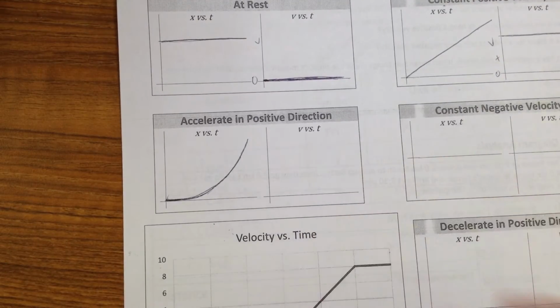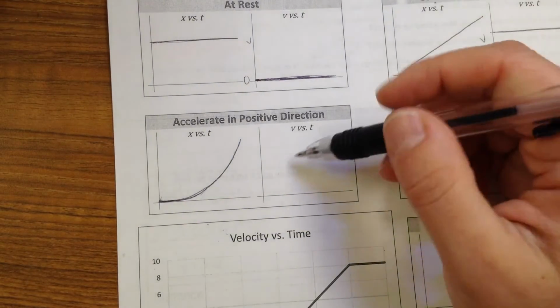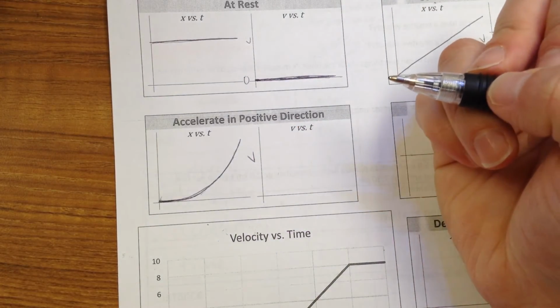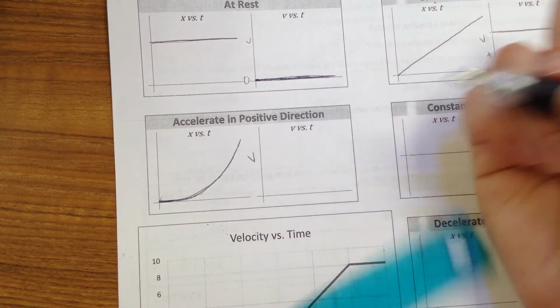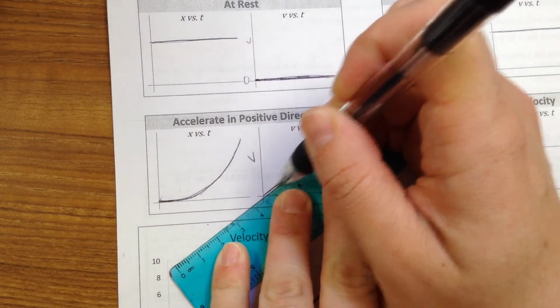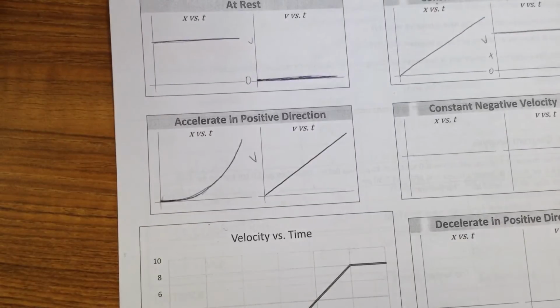In a velocity versus time graph, accelerating in the positive direction means that the velocity is going to be positive. And accelerating means that the velocity is going to be increasing. So we're going to start at rest, with positive acceleration.